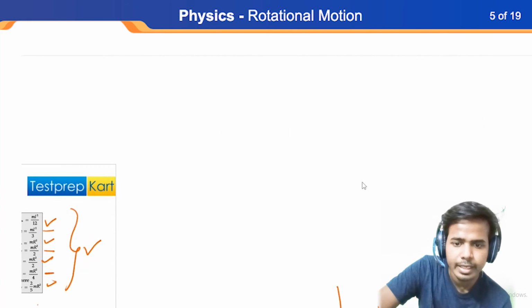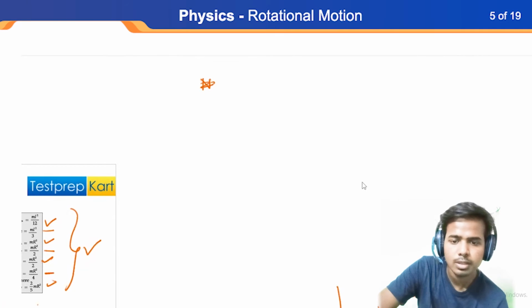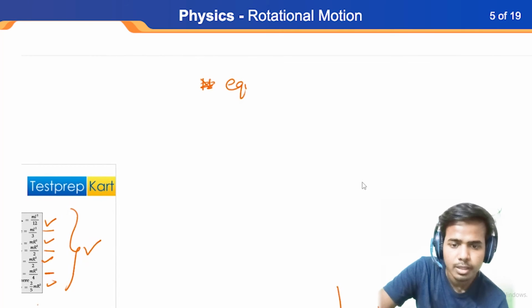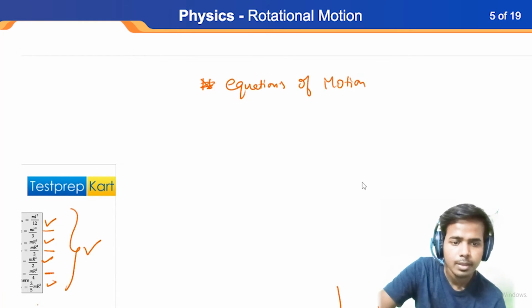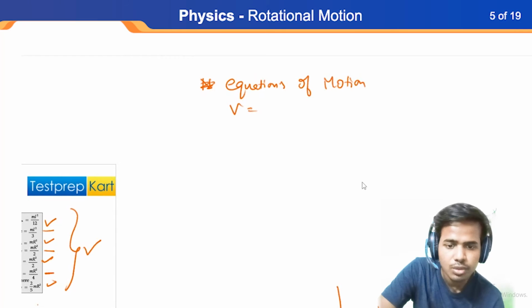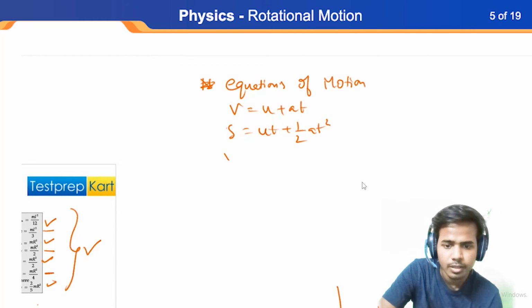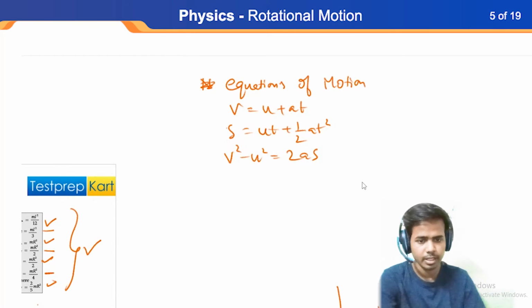In the equations of motion that we had learned in kinematics, what were the three equations of motion? v is equal to u plus at, s is equal to ut plus half at square, and v square minus u square is equal to 2as. As simple as that. All right.